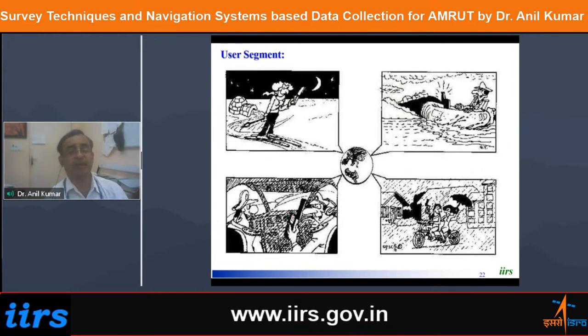User segment: if you see in the case of GNSS, it can be any user on the pole, at night time, or on the water surface, in the air, or on the ground during rainy time or during cloud. They can do measurements. So it is a 24/7 facility available for getting the coordinates and time.